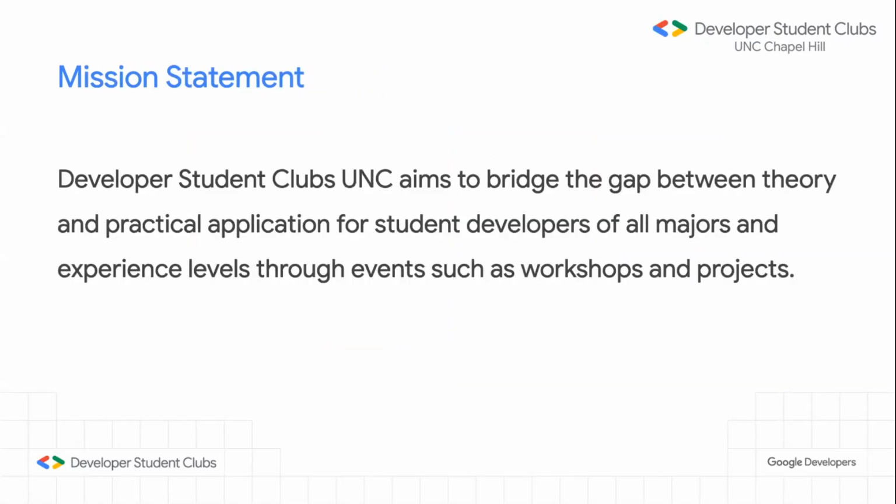So what does DSC UNC actually do? Our goal is to bridge the gap between theory and practical application for student developers of all majors and all different kinds of experience levels. We're very beginner friendly and we encourage non-CS majors to get involved as well. The main ways we'll reach this goal will be through events such as workshops and also projects done by the organization throughout the year. The technologies we'll use will primarily be focused on Google technologies like Flutter and Firebase, but we will delve into other technologies as needed and as requested by the members of the organization.